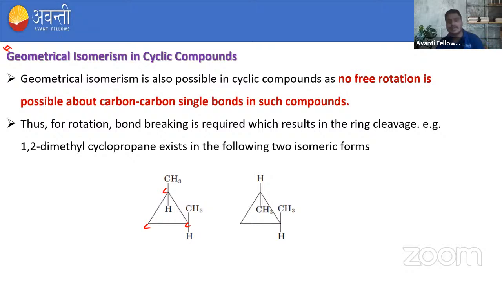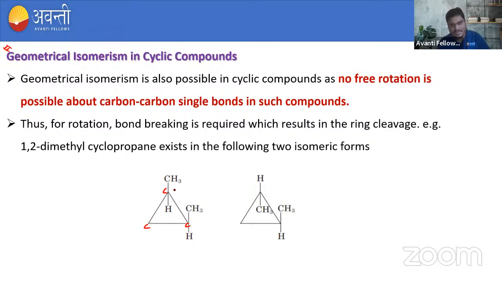If you want to rotate, then bond breaking is required, which results in the ring cleavage. If the bond breaks, what will it result in? Ring cleavage. That is 1,2-dimethyl cyclopropane. 1,2-dimethyl cyclopropane exists in the following two isomeric forms. Which two isomeric forms? These ones. That is, we have 1,2-dimethyl cyclopropane. They exist in these two forms.